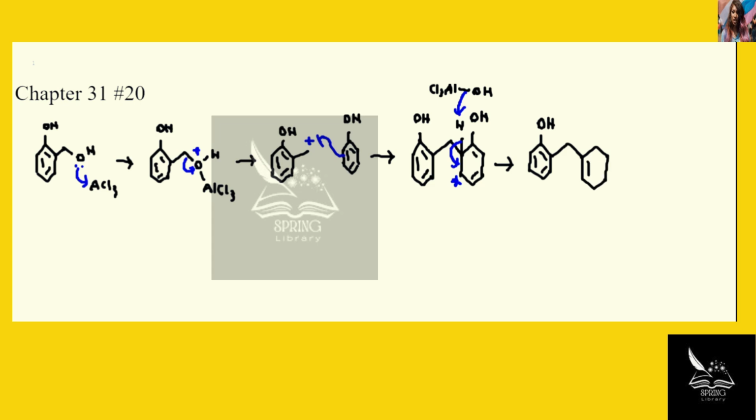So we've reformed that double bond, and there's our final product. And of course, we also have reformed our Lewis acid catalyst, and we have some water floating about. And so that's the answer to chapter 31, problem number 20 from the Smith Organic Chemistry textbook.